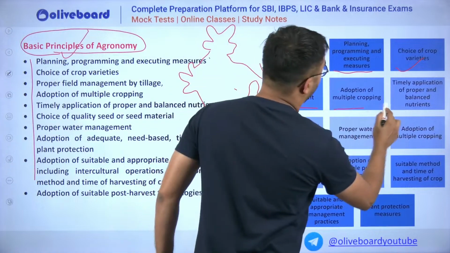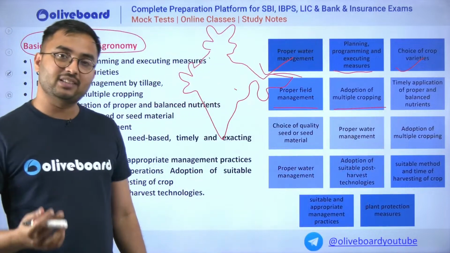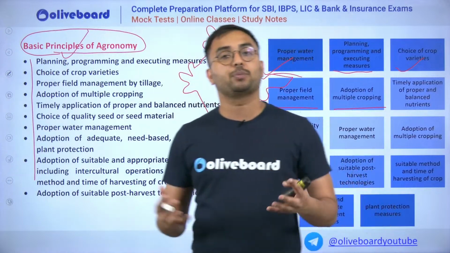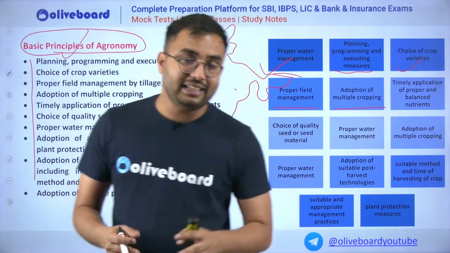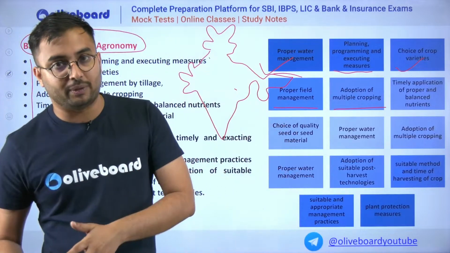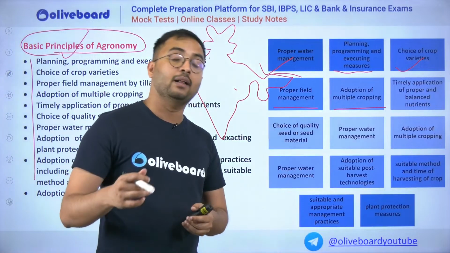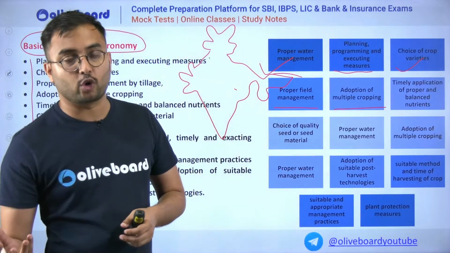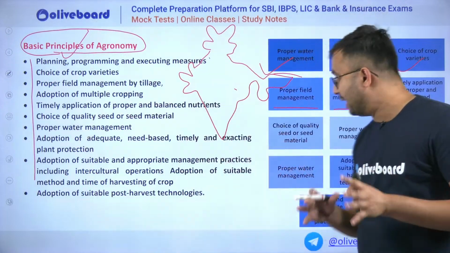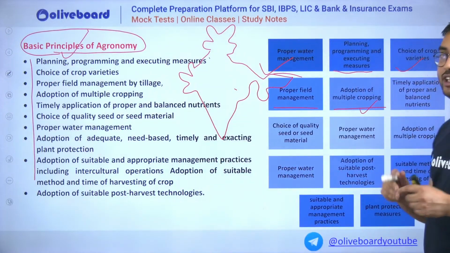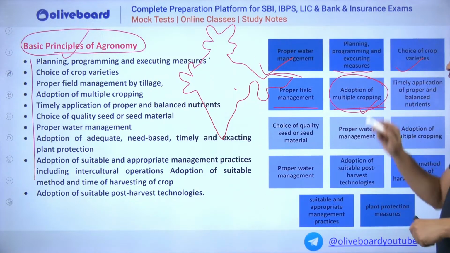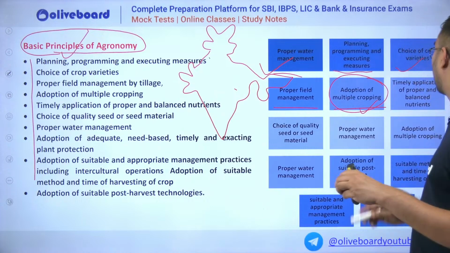Second, adoption of multiple cropping. Multiple cropping is nothing but growing more than one crop, or more than two crops together, in either a random arrangement or in a particular uniform arrangement, such as row cropping, column cropping, maybe squared cropping, hexagonal cropping. So in this way, when multiple cropping is done, the farmer is not just dependent on one crop. So that is why agronomy always recommends adoption of multiple cropping.